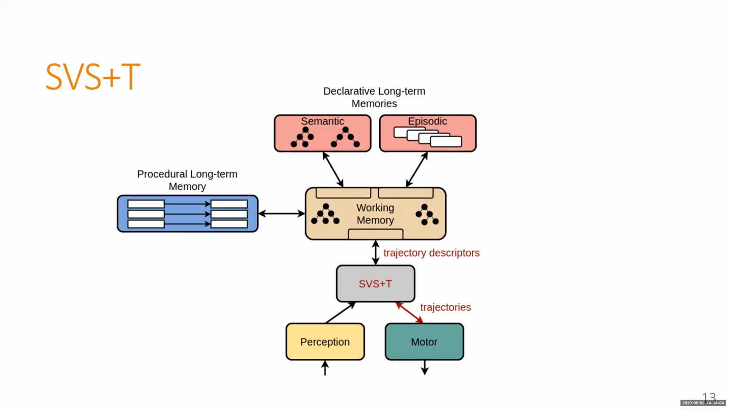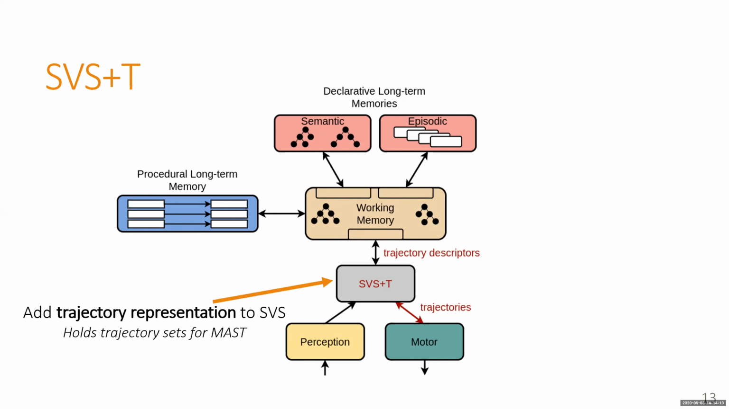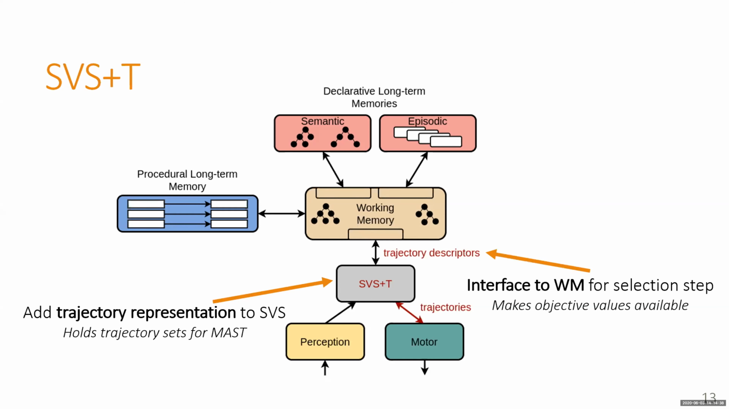The proposed change will make it look something more like this. So it will edit its relationship to motion and working memory a little bit. And the biggest change will be that we're adding a trajectory representation to SVS. That trajectory representation will come along with a place to store the current trajectories that actually fit the current scene graph, along with the scene graph in SVS. And that set of trajectories will actually serve, as you may have guessed, as the trajectory sets for MAST.